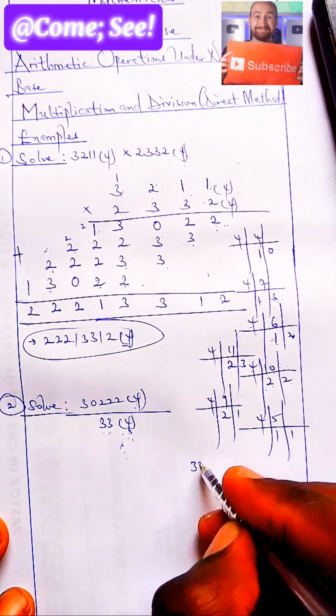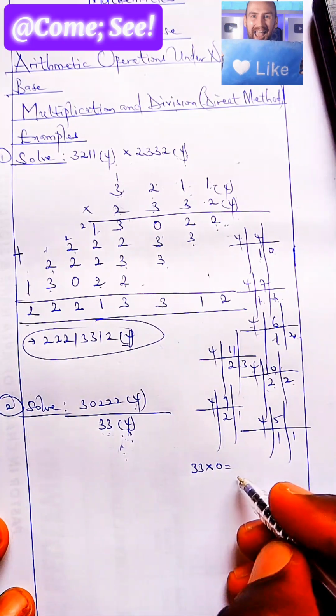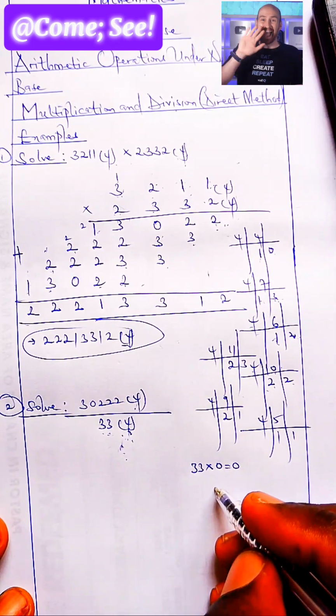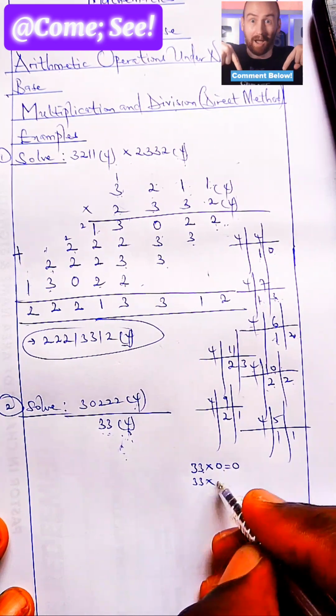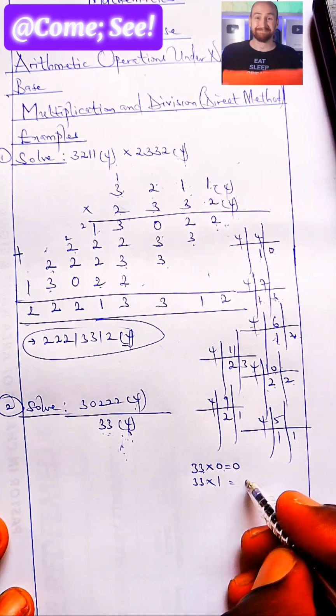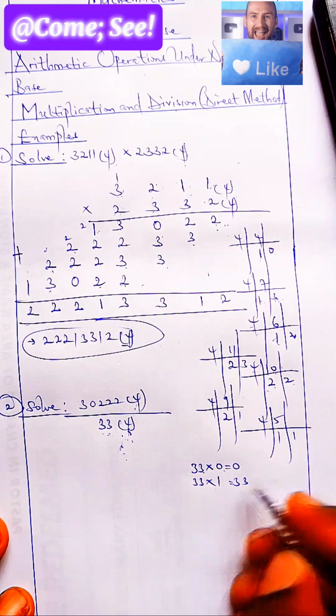So that's going to be 33 times 0 is 0. Now 33, don't forget, 33 in base 4 times 0 in base 4. Now 33 in base 4 times 1 in base 4. 1 times 3 is 3. 1 times 3 is 3. It's not over the base.